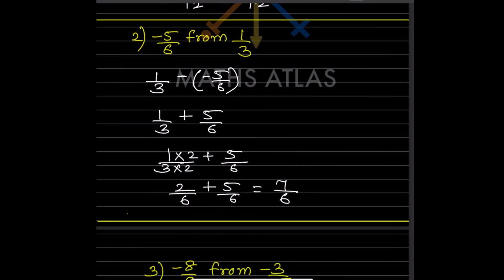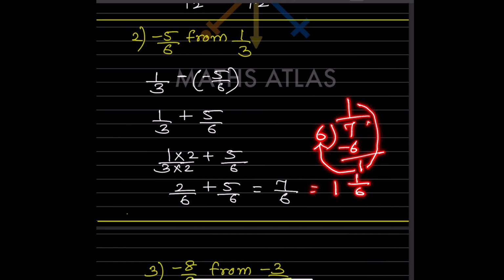And we can also write this one. This is an improper fraction. We can also write it like this: 7 divided by 6, 6 ones are 6, so that is 1. So you know this is the mixed fraction. So 1 integer 1 by 6. 1 integer 1 by 6.